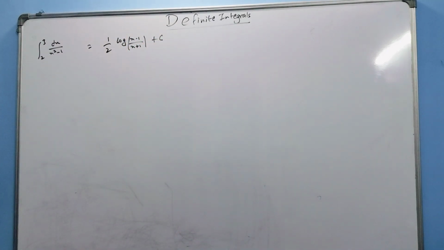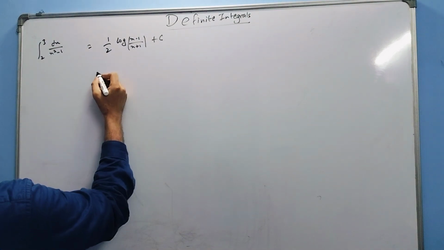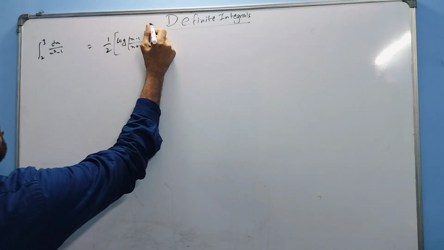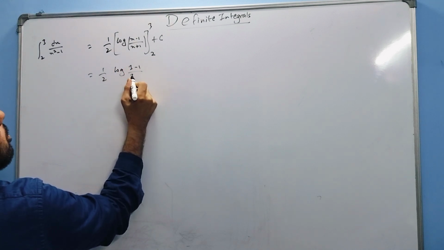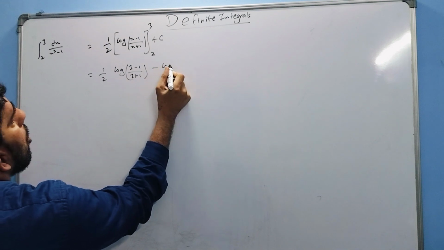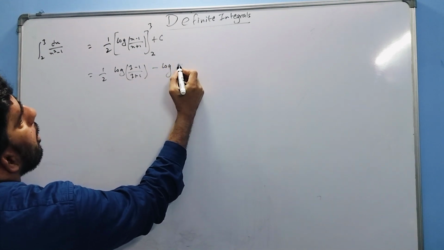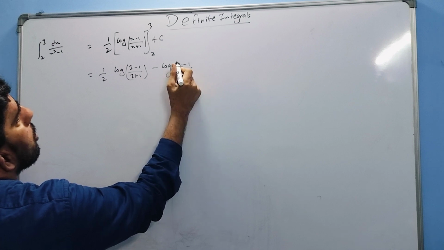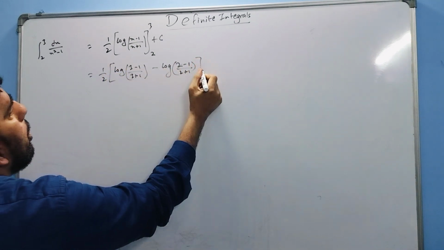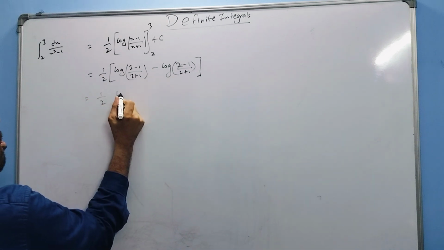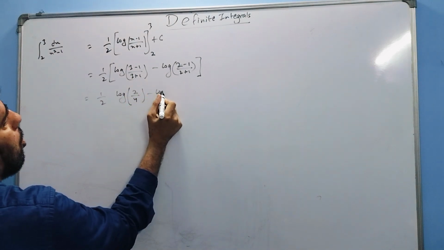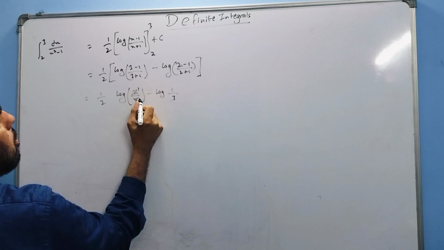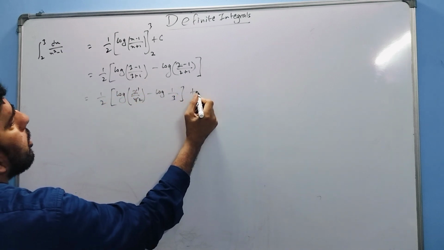That is, for x square minus a square, we'll have 1 by 2a log of (x minus a) upon (x plus a) plus c. Now here we'll apply the limits. So I got log of (3 minus 1) upon (3 plus 1) minus log of (2 minus 1) upon (2 plus 1). Now we're able to solve this. I got log 2 upon 4 minus log 1 upon 3, and then the 1 by 2, plus c.